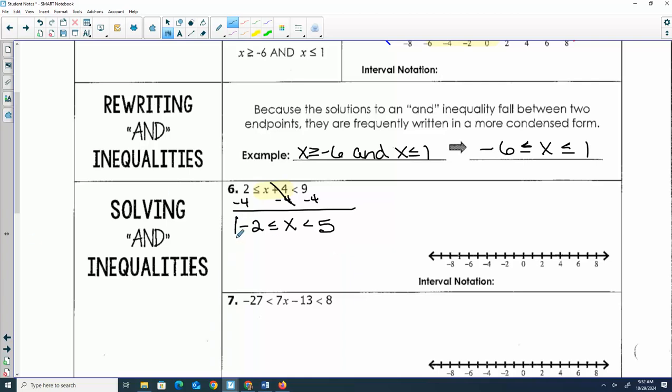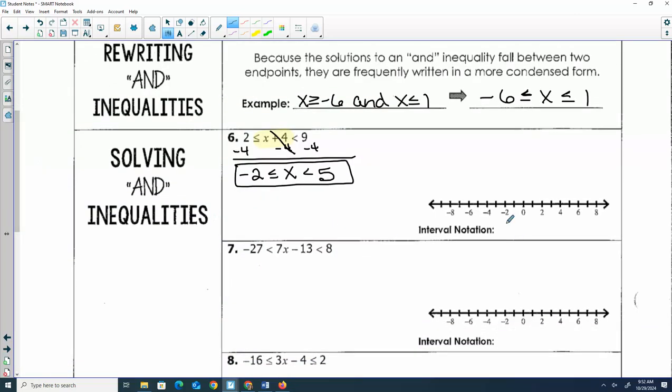Remember yesterday I talked about you have to give me the solution and the graph. This is my solution, my one big inequality. My -2 had an equal to, so that is a closed circle at -2. 5 did not, so that is an open circle at 5. This tells me x is bigger than -2 but smaller than 5. It's just the things in between them.